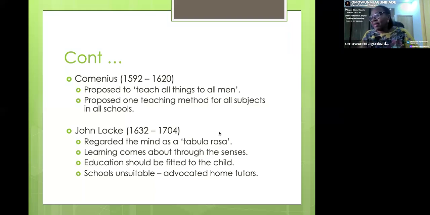Tabula rasa is an idea that philosophers have explored for thousands of years. It refers to the concept that when people are born, they essentially have a blank slate. So life experiences and education around them is what will form that individual.